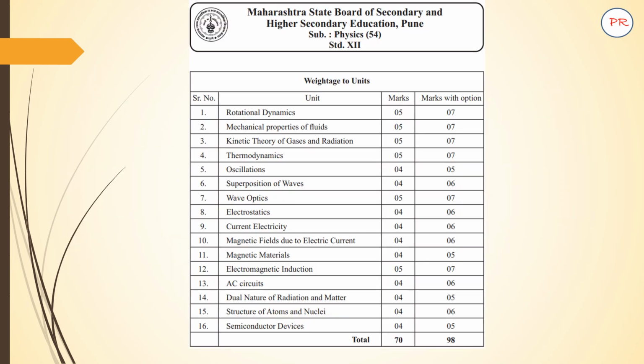Now let us see the chapter-wise distribution of the marks. You can see our syllabus consists of a total of 16 chapters. Each chapter has 5 marks, and with options 7 marks are there. There are a few chapters with 4 marks and 5 marks as an option. So accordingly you have to prepare all the chapters, because all the chapters are important, and from each chapter certain questions are going to be asked. So one has to prepare all the chapters nicely.